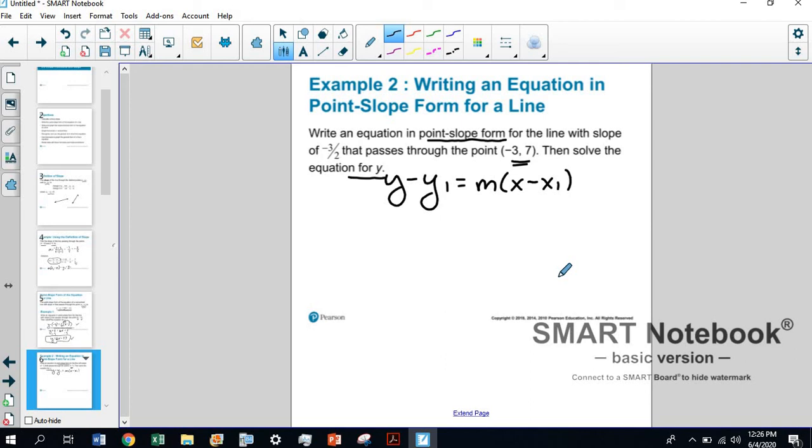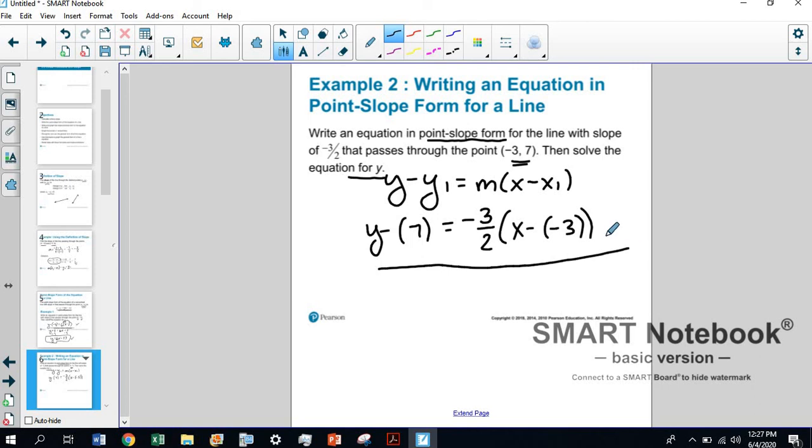Pause the video at this point, try to plug in the right spots, and then also solve it for y, and then come back and see how you did. Okay? So, -3,7 is your x1 and your y1. Your slope is -3/2, so we get y minus y1 equals m, -3/2, x minus x1. Make sure you put it in parentheses, okay? And so this is the point slope form of the line.